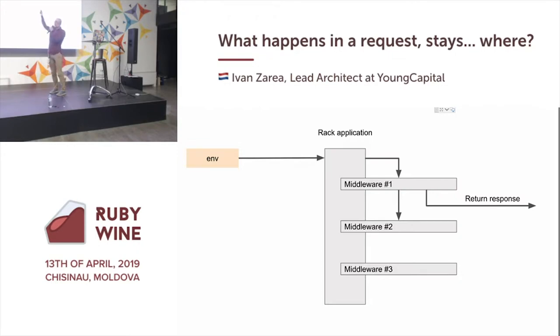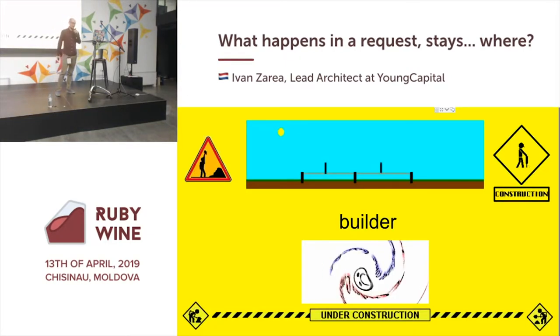Now, this, again, is still a principle. What Rack as a library adds is an ability to actually build those middlewares. That is a builder interface.